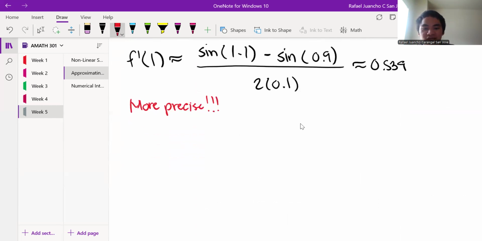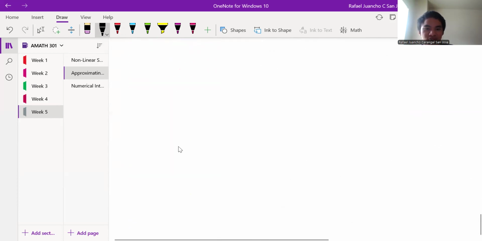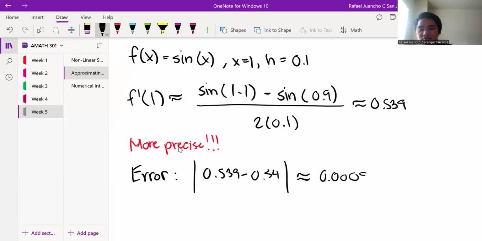We can just calculate the error by, well, oops. Also, I forgot to mention, if we're calculating the error, we want to get the absolute value. So I'm just going to say 0.04, right? Just to make it friendly. So our error is this minus 0.54-ish, which is again around, I'm not putting the full numbers, like 0.0009-ish. So it is definitely better than the previous one.